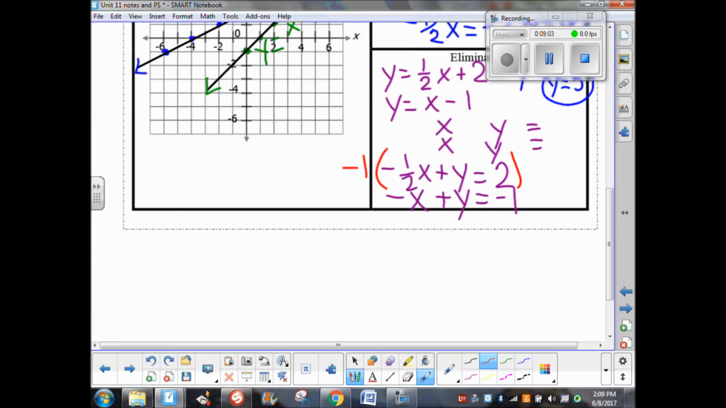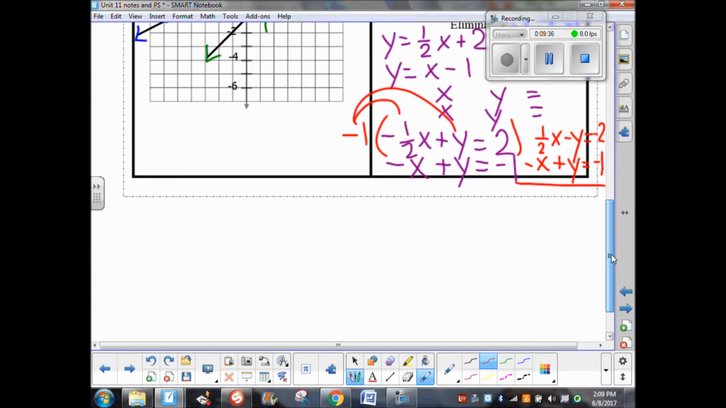So negative 1 times negative 1 half gives me positive 1 half, so 1 half x. Negative 1 times positive y is negative y. And negative 1 times positive 2 is negative 2. Sorry, that's squeezed in there. And leave the other one just the way you see it: negative x plus y equals negative 1.